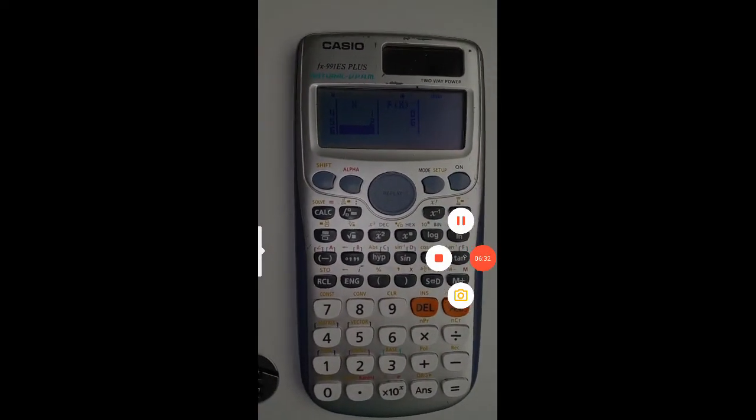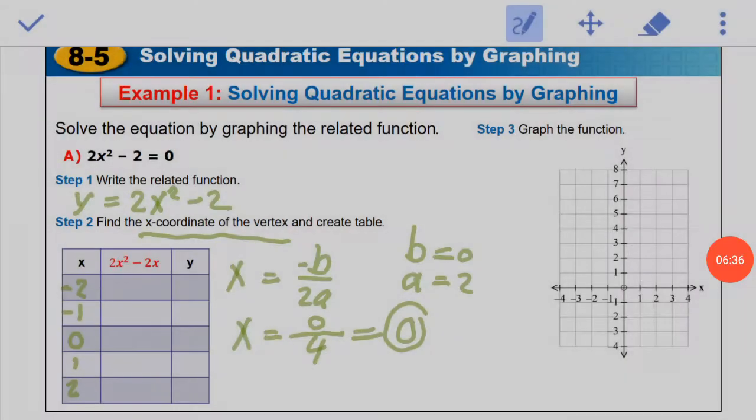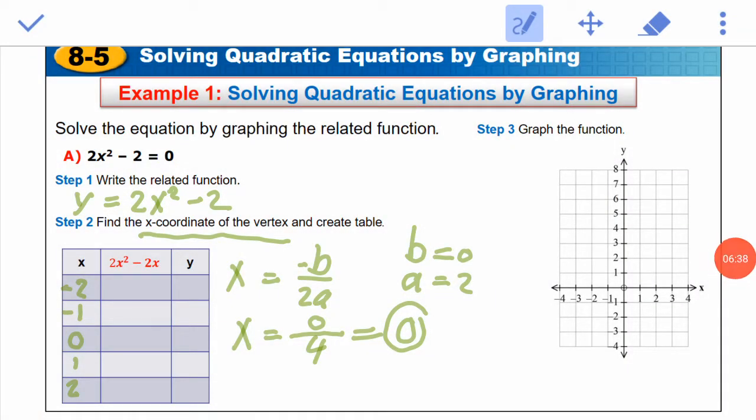Let's transfer these values to our table and back to our example. Now guys, I can just transfer the values from the calculator. When it's negative 2, the corresponding y is 6. When it's negative 1, it's 0; 0 and negative 2; 1 and 0; 2 and 6.